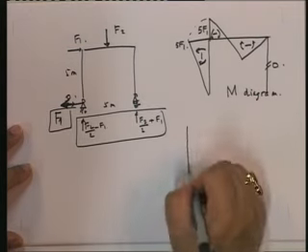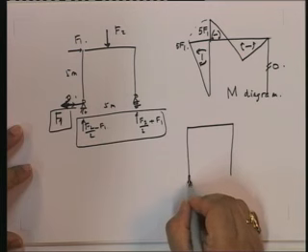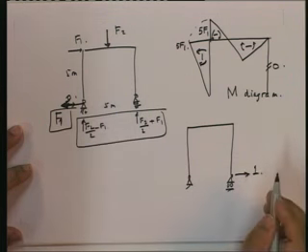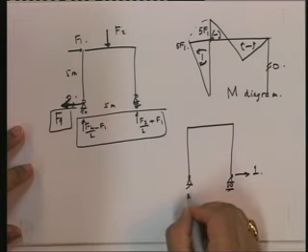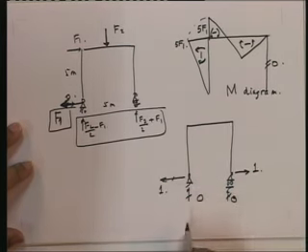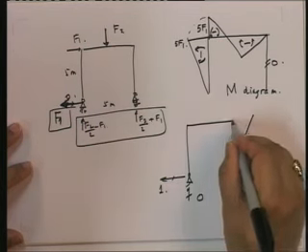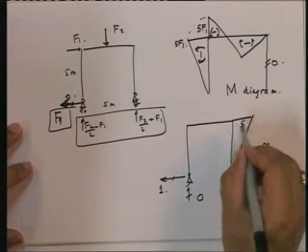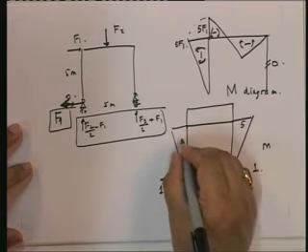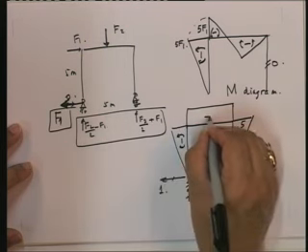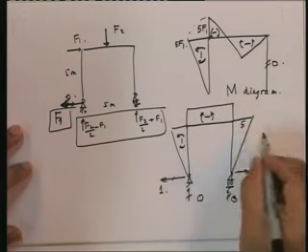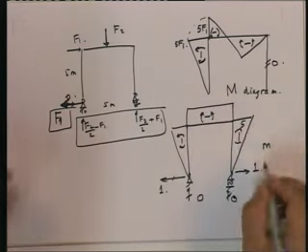Now, what is your small m? Small m is going to be: put unit load here and find out the bending moment diagram. Note that in this particular case, this is going to be 0, this is going to be 0, this is going to be equal to 1. And for the small m diagram, this is going to be 5, 5, 5, in this fashion. That's your small m diagram.